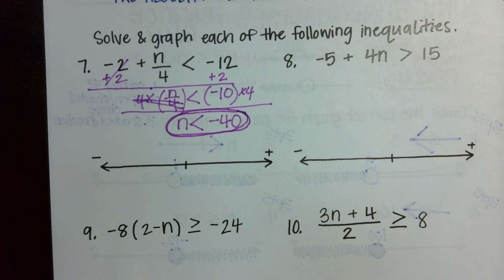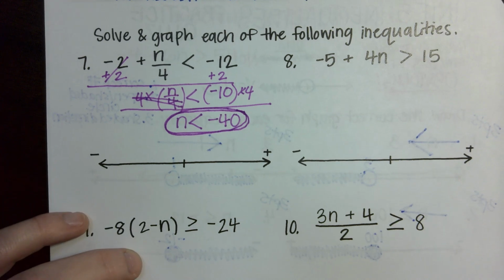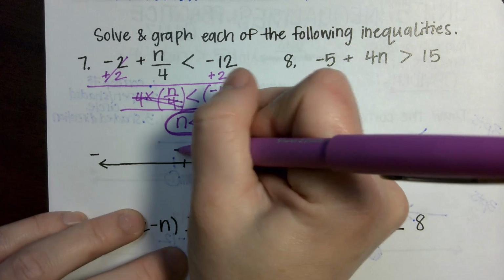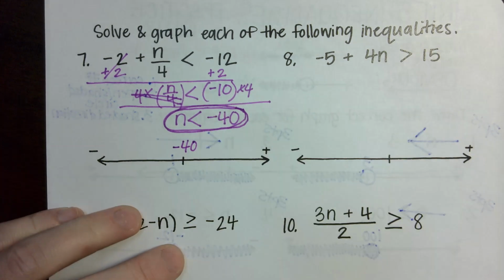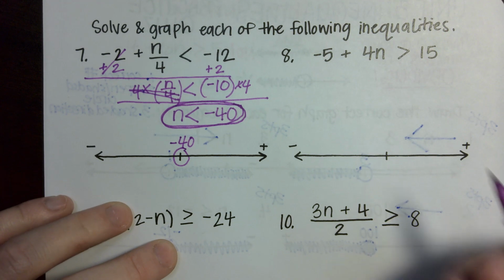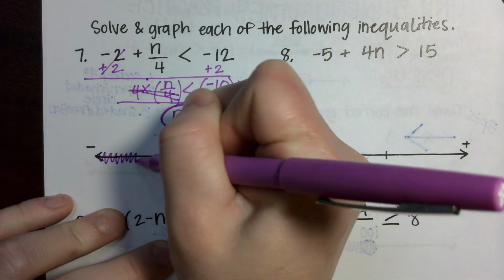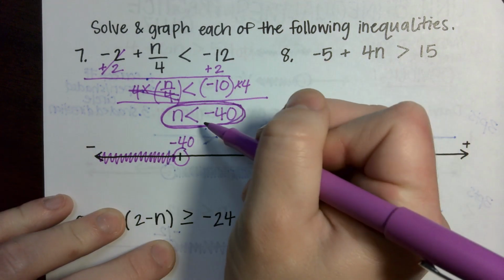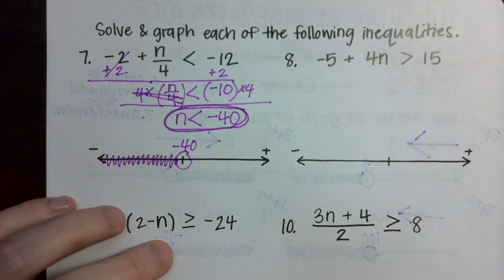And what comes next? Perfect. We want to label our tick mark with negative 40. Circle the tick mark. Left shading. Shade to the left. Very good. Because n is less than negative 40.